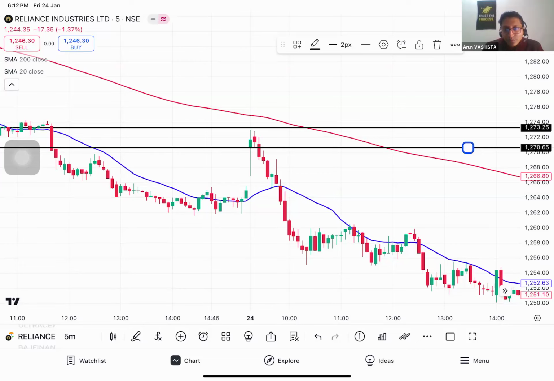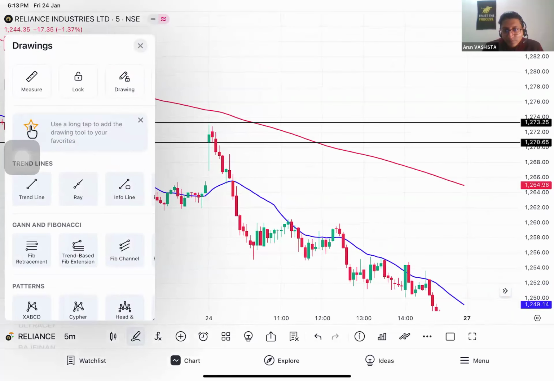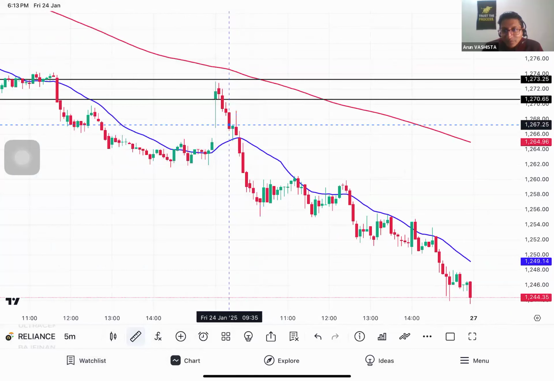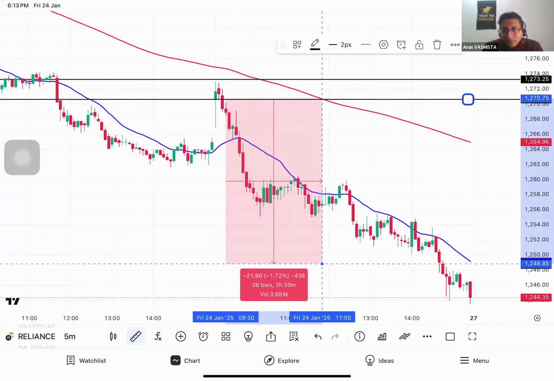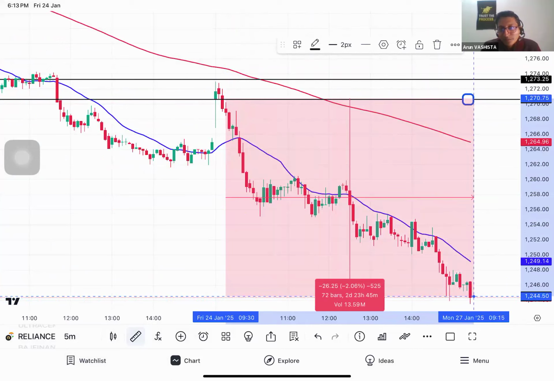Actually, I held it for the whole day. I just exited it at the last moment. If I measure it in terms of percentage, it is like 26 points, around 2%. So 26 points for the day.